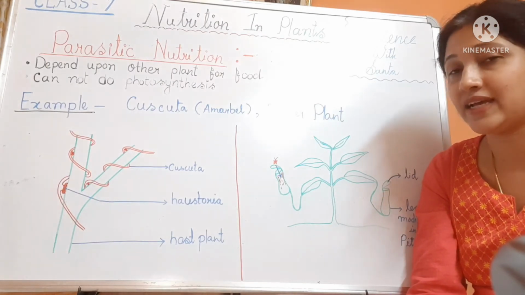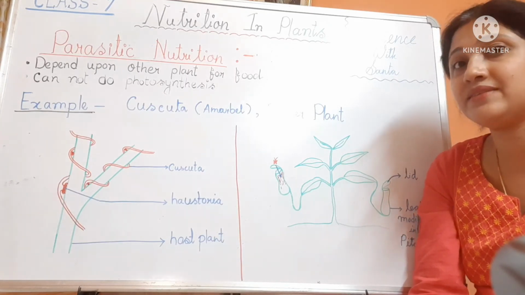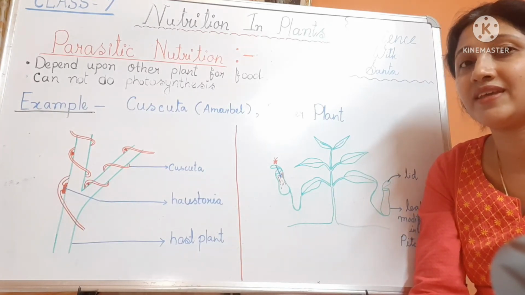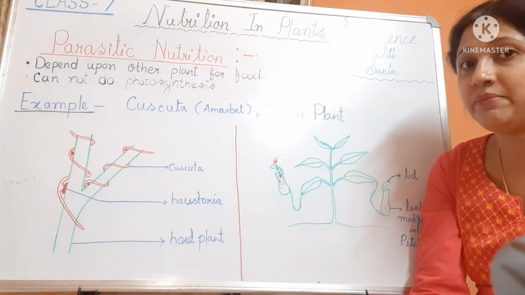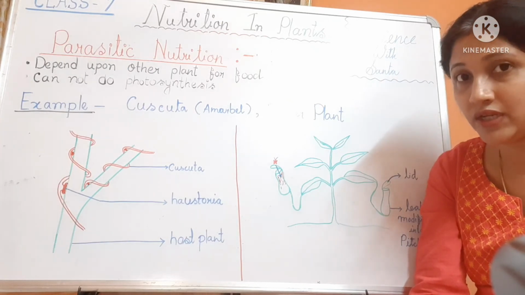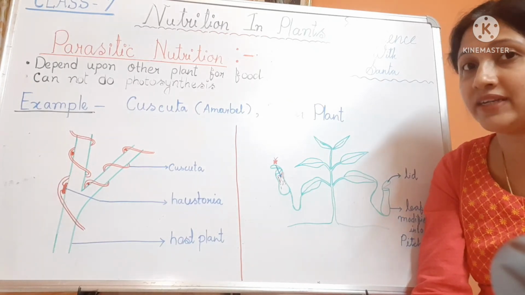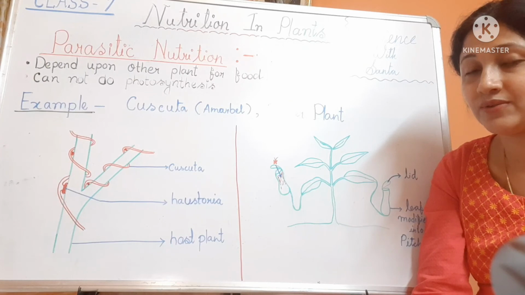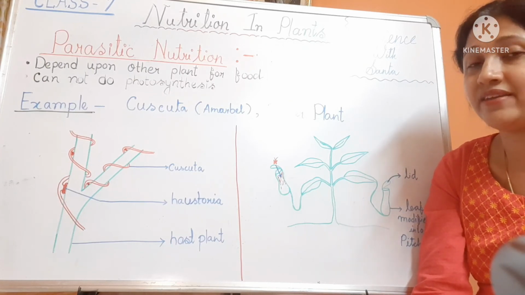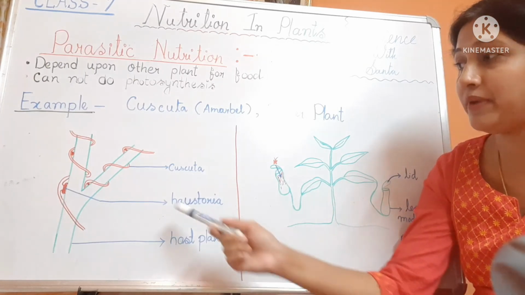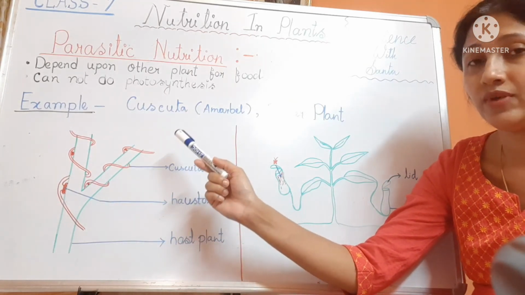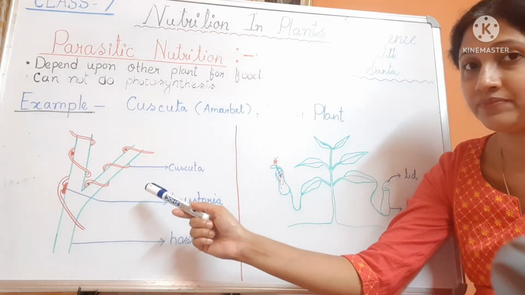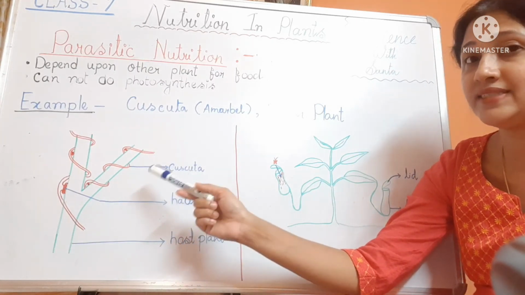In today's class, I am going to ask you a question, and the question is, the plant on which a parasitic plant depends for food is called the dash plant. What is it called? I repeat, a parasitic plant like Cuscuta depends upon another plant for food. So what is that plant called?